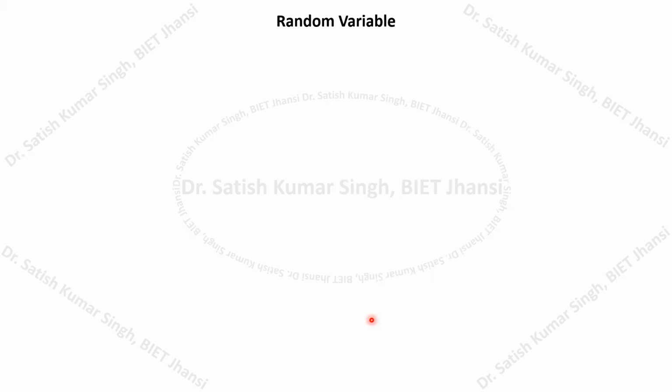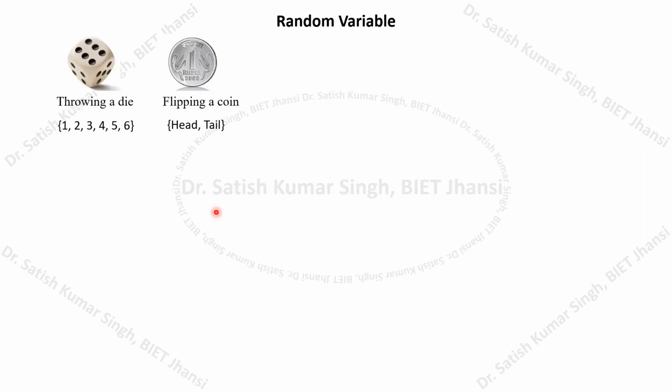So if we see random variables, I can start this topic by considering the previous examples that I had taken while explaining probability theory. If we consider again the experiment of throwing a die or flipping a coin, we had this type of sample space. In throwing a die experiment, we had the outputs 1, 2, 3, 4, 5, 6. These are the 6 possible outcomes. And in flipping a coin experiment, we had the outcomes head or tail.